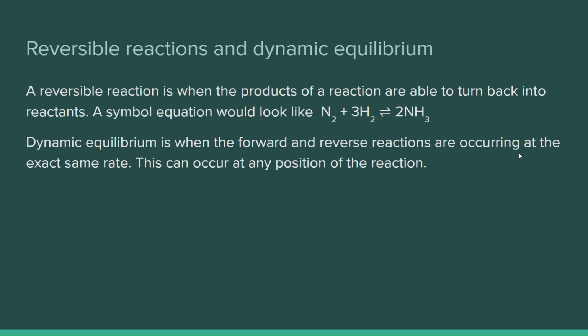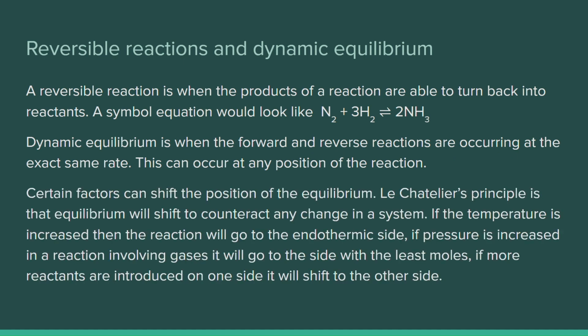Dynamic equilibrium is when the forward and reverse reactions are occurring at the exact same rate. This can occur at any position in the reaction, like really far forward, really far back, or in the middle. Certain factors will shift the position of the equilibrium.